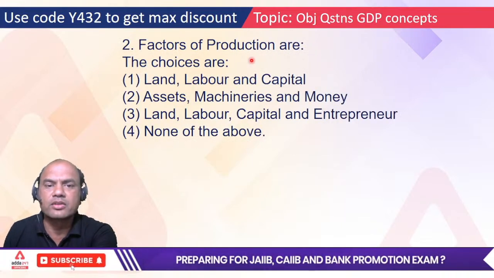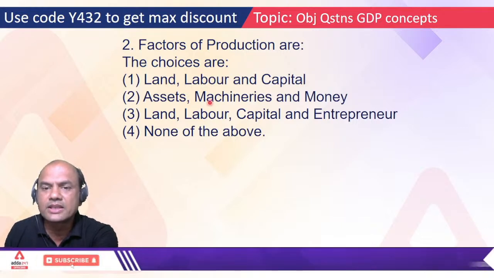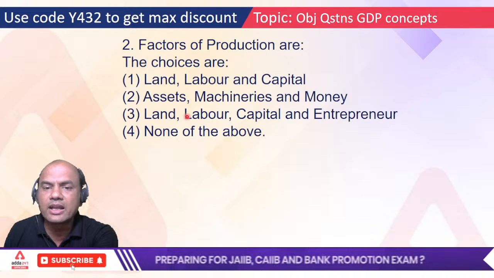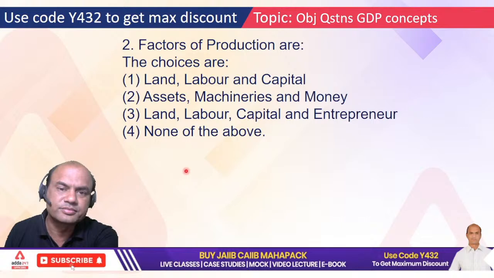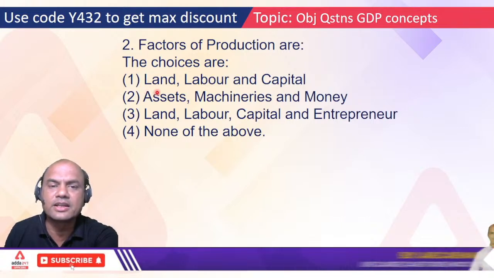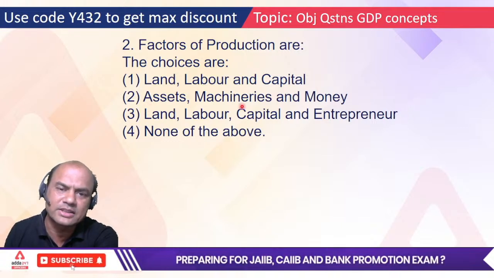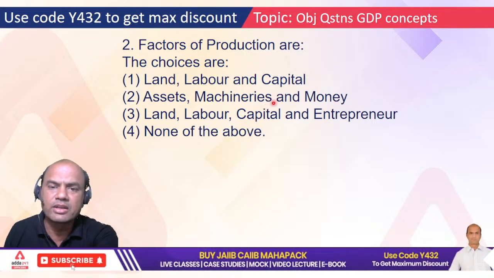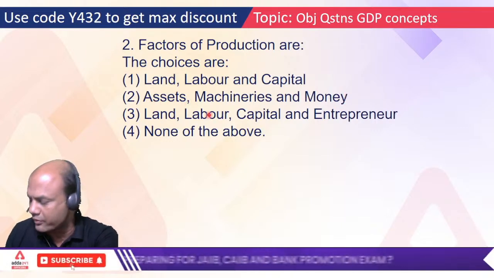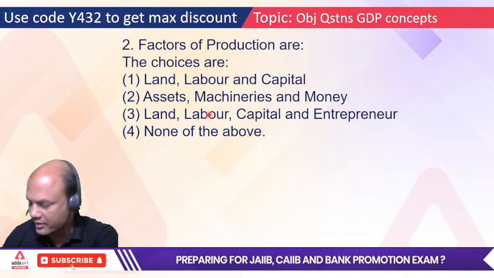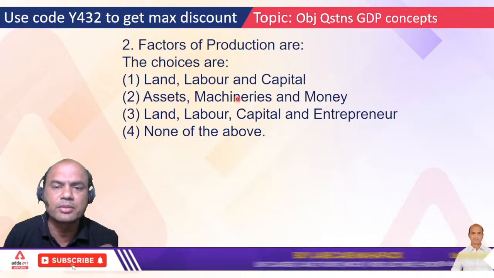Factors of production are. So what are the factors of production? Importantly, remember: land, labor, capital, asset, machinery, money, land, labor, capital and entrepreneur, and none of the above. In school we had studied land, labor and capital only, but this fourth element should be added. So why not asset, machinery and money? Isn't asset required? Isn't machinery required? So where did this go? It has gone into here, asset, machinery and money.